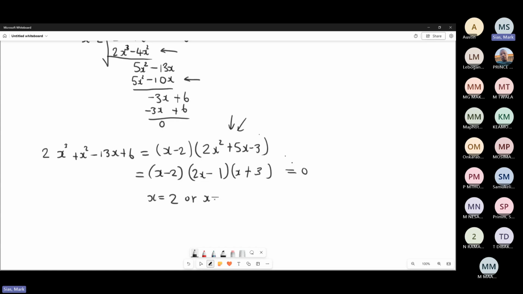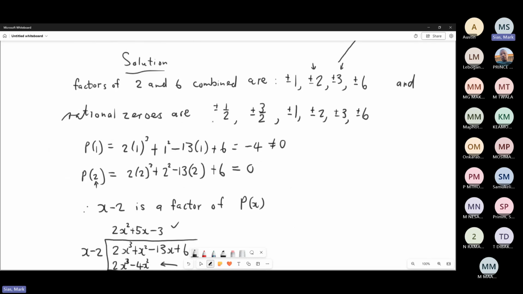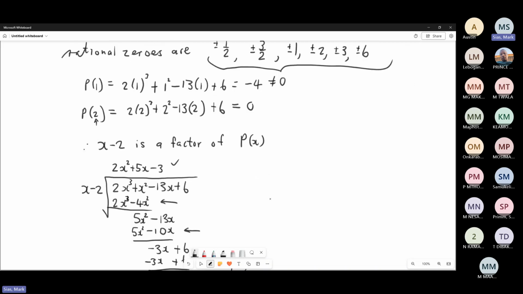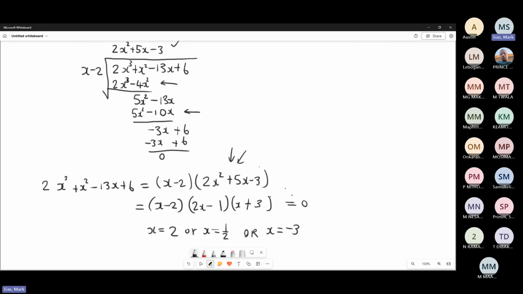equal to a half, or x equal to -3. And remember what we said, guys. We said the possible roots, the possible zeros were, here they are. The possible zeros were these ones. All the rational zeros were these ones. And look, 2 is there. A half, what is that? What did we find? 2 is there, right? There's 2. A half is there. -3 is there.